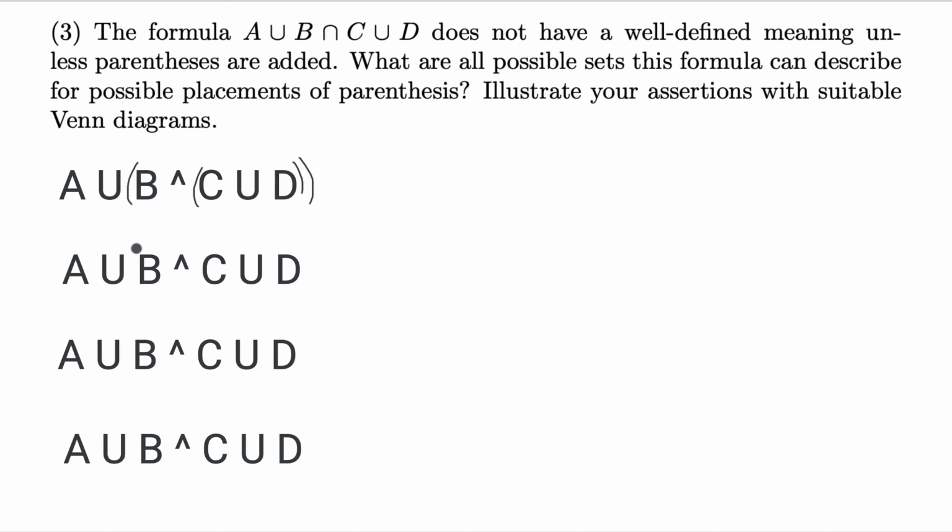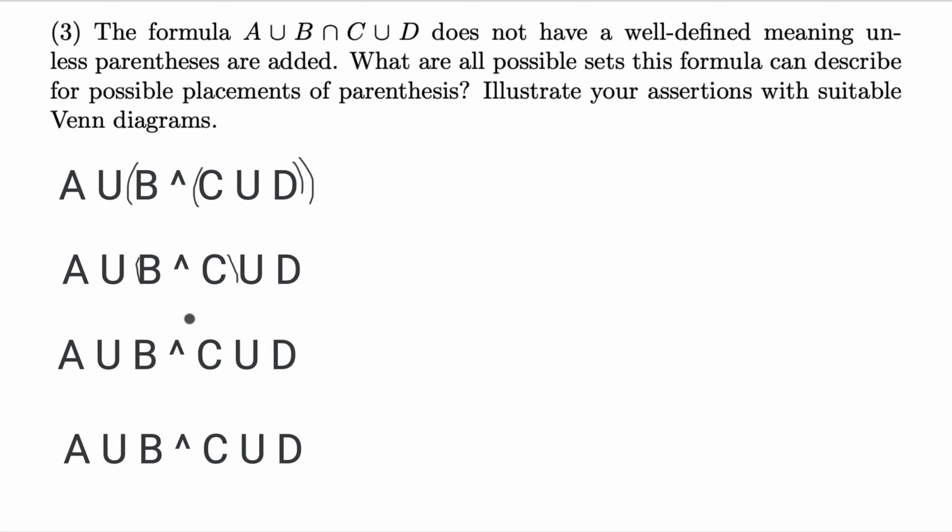Next, we'll have A union, and then we'll have B intersects C, union D. We'll note that we actually don't need this outer set of parentheses, since the union operation of 3 sets doesn't matter the order the sets are in. So this is another well-defined operation.